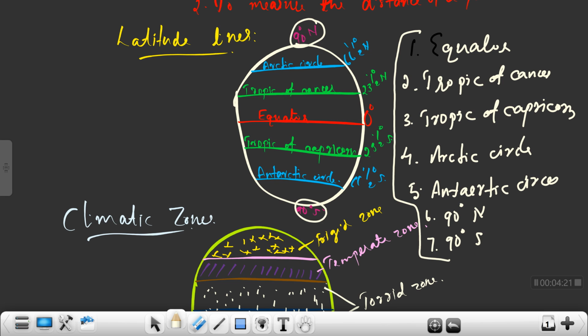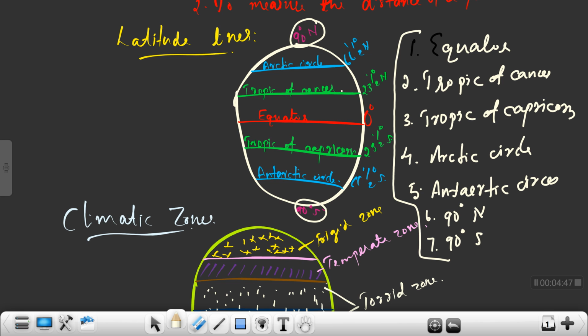Okay. Then next one, Tropic of Cancer. It is a line of latitude located 23.5 degrees north of the equator. Then next one, Tropic of Capricorn. It is a line of latitude located 23.5 degrees south of the equator.